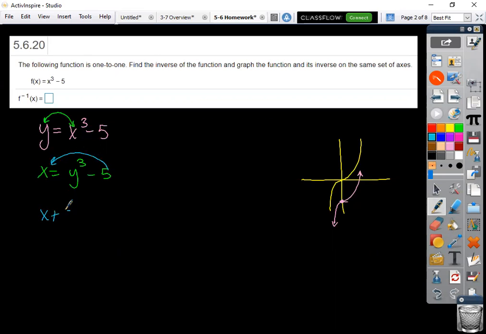So now I've got x plus 5 equals y cubed, and I take the cube root of both sides. To undo a cube, that's a cube root, right? Or a 1/3 power, 1 over 3 power. But this is probably the most common way to see this one written.